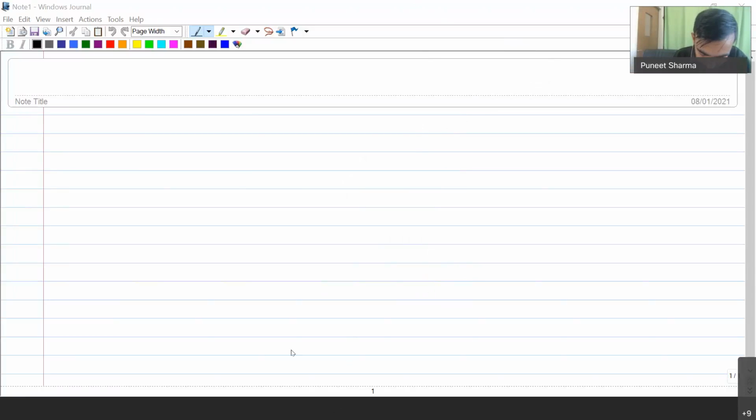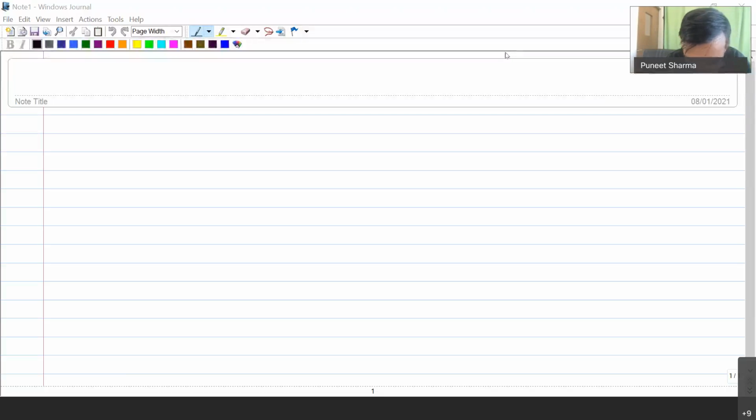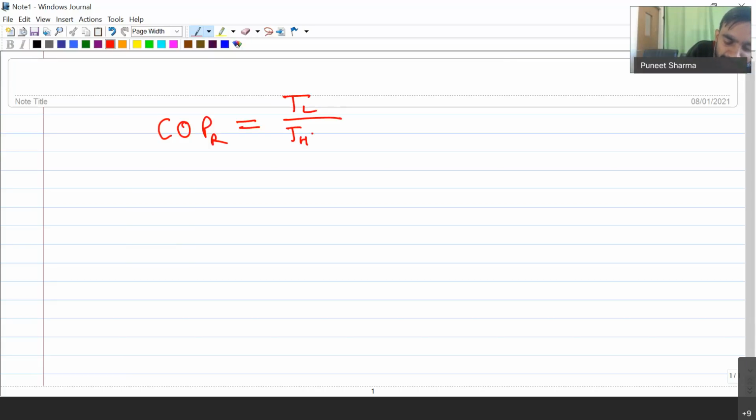The first doubt is: while explaining efficiency equal to 1 at 0 Kelvin, you said that COP is equal to infinity, but with the formula it is coming 0 at TL equal to 0 Kelvin. Please explain which is correct. Thanks Asutosh for notifying this mistake. It's actually a mistake from my side. The formula for COP of the refrigerator is nothing but TL divided by TH minus TL.